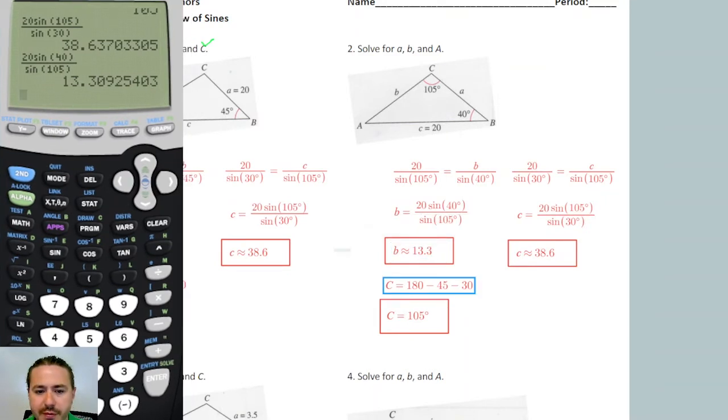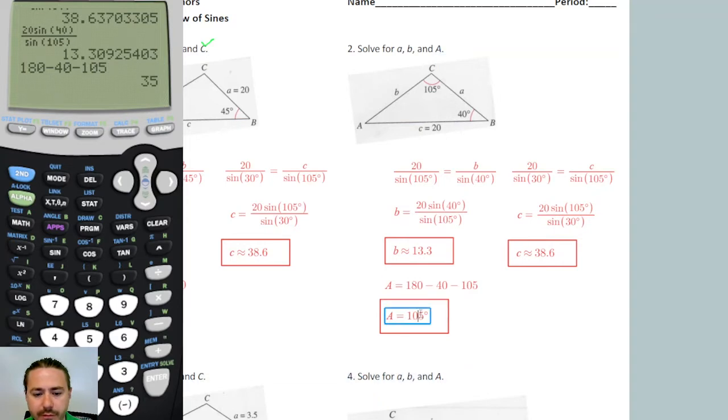Okay, so the next step is to find that missing angle, and in this case, the missing angle is A. But we're still going to find it the same way. We're going to subtract 40 and 105 from 180. So let's see what we get there. 180. I probably don't need a calculator here, but better be safe. Minus 105. It's 35.